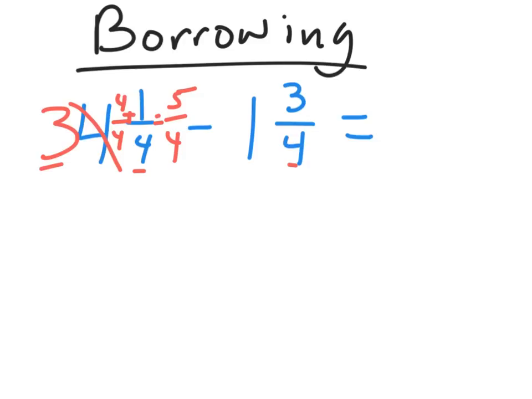So now I can take the whole numbers. 3 minus 1 is 2. The denominator is 4. And 5 minus 3 is 2. 2 and 2/4, which is also equal to 2 1/2.